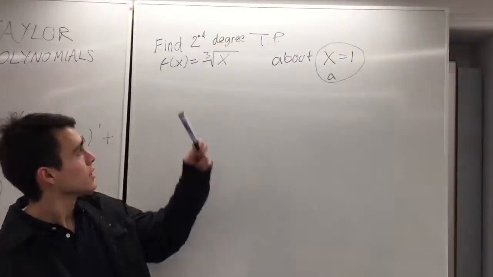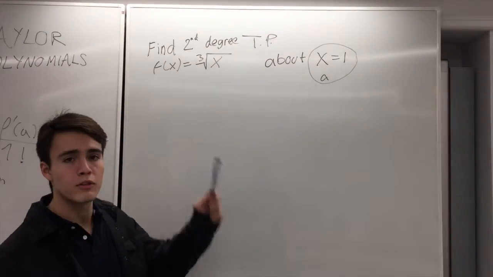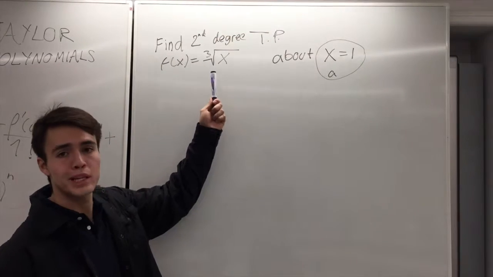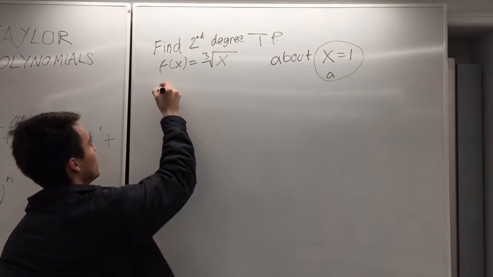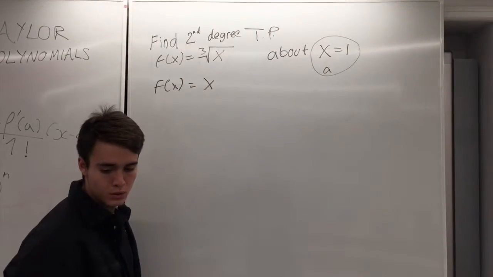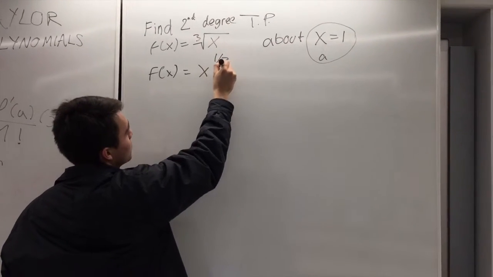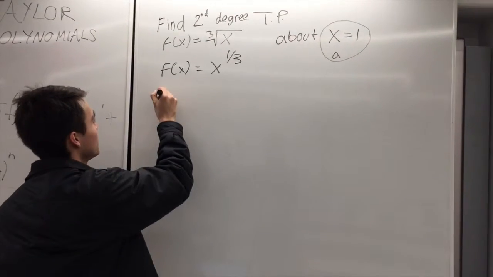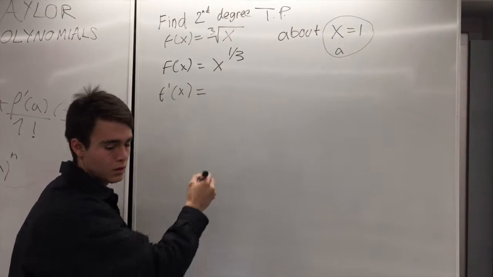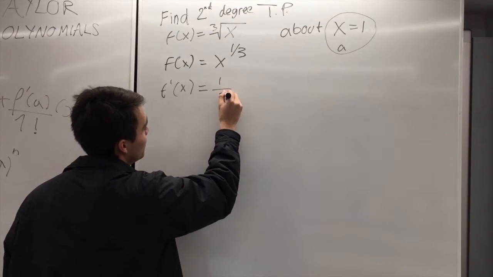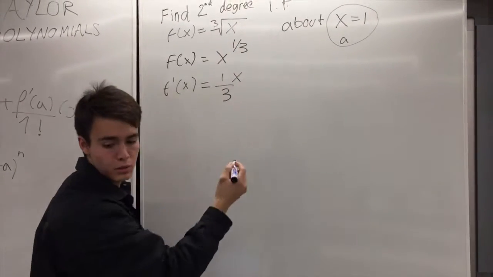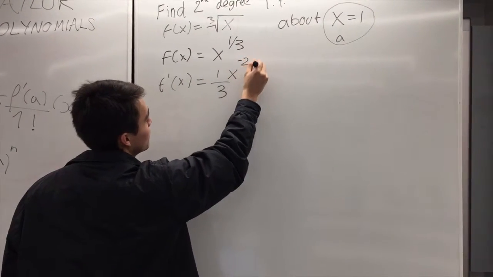So now we're gonna find the second degree Taylor polynomial of f of x equals the cubic root of x. So how can we express the cubic root of x in another way? Just write f of x equals x to the 1/3. Now we find the first derivative of that. f prime of x equals 1/3 x to the 1/3 minus 1, which is x to the minus 2/3.